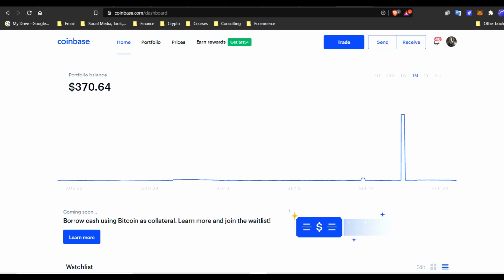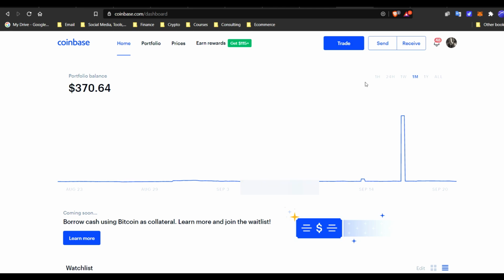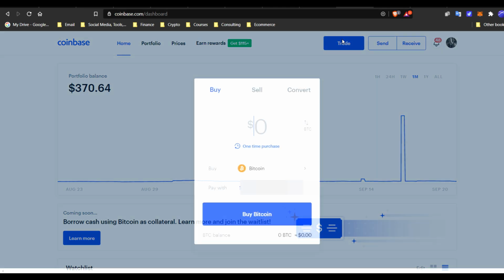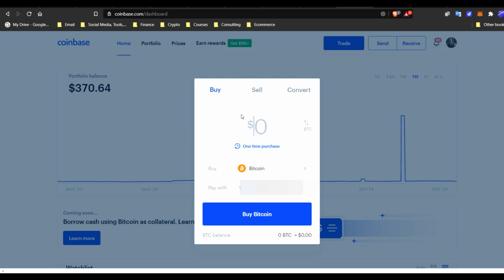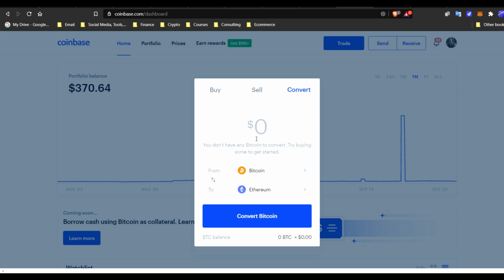This is extremely easy for all of you on a mobile application or Coinbase.com. The trading is very easy, but the fees are not my favorite compared to any other exchange. So we'll go up to click trade, obviously. Click trade. Notice it gives me the option to buy. I do not want to buy, I want to convert. So we're going to click convert.